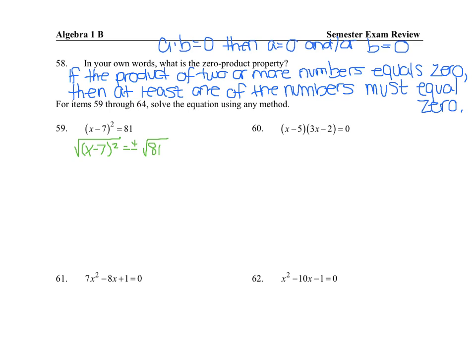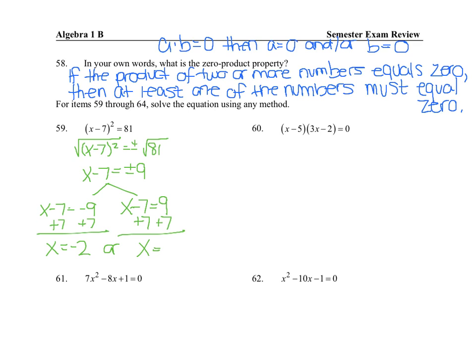Well, the square root of anything squared is going to be that original term. So x minus 7 equals plus or minus the square root of 81, which is 9. I'm going to separate this into two equations. I've got x minus 7 equals negative 9, and x minus 7 equals positive 9. I'm going to add 7 to both sides, and x is going to equal negative 2, or x is going to equal 16.